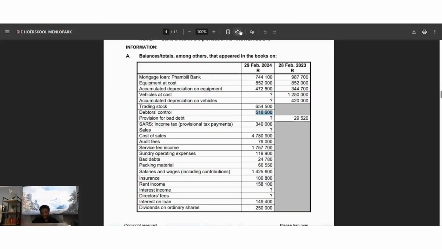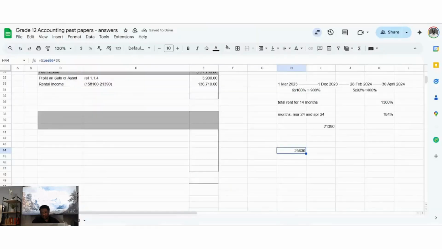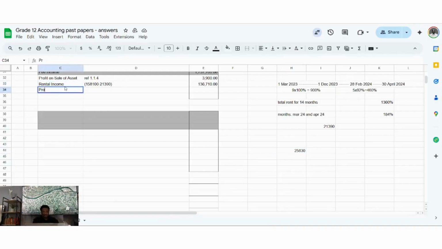25,830, and then now we have to compare with the previous year for provision for bad debts. Provision for bad debts last year was 25,520, and now it is increasing to 25,830, and a decrease in provision for bad debts adjustment is basically an income. So then we're going to have provision for bad debts adjustment.